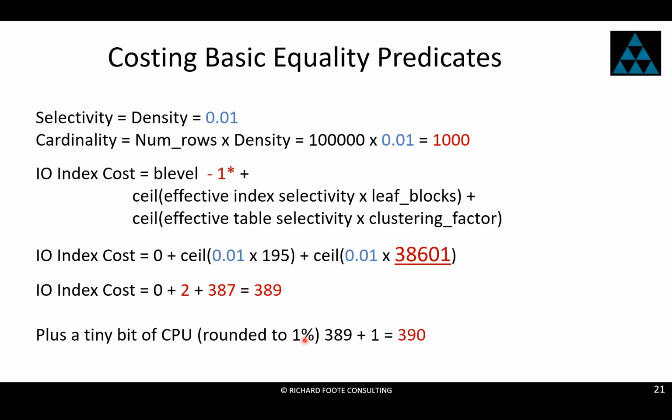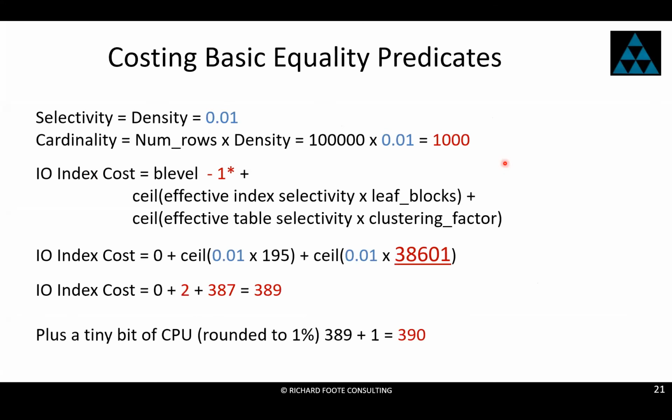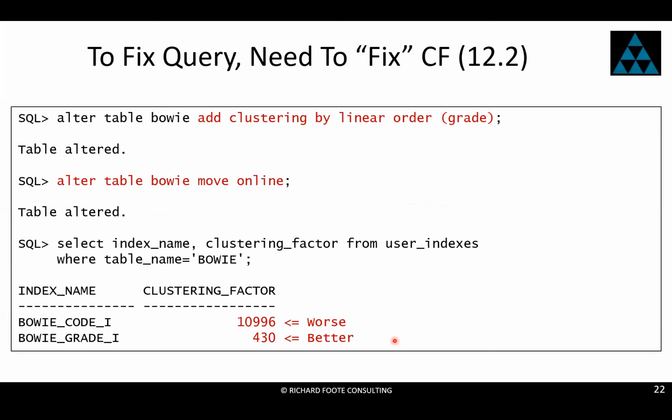Now we add 1% because, if you go back, there's about a 1% overhead for IO. So we add about 1, rounding it up for 1 more for IO, and that's where our 390 comes from. 390 is just too expensive. So in this example, it's not that the stats are wrong, it's just that the stats are saying clearly it's too expensive to use the index. The index is not the efficient way to get the data.